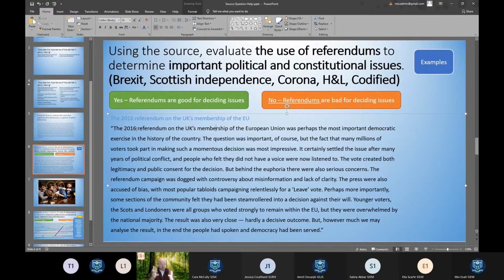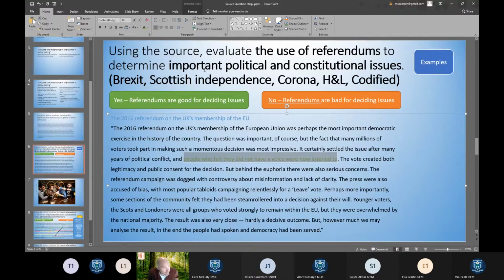Now, one of the things that you'll find in sources is that sometimes an argument will be really obvious. Let me find an obvious one for you. The question, of course, was important, but the fact that millions of voters took part in making such a momentous decision was most impressive. It certainly settled the issue after many years of political conflict, and people who felt they did not have a voice were now listened to. Okay, so this bit feels to me like a very obvious good thing. Yes, referendums are good for deciding issues because people who felt they didn't have a voice were now listened to. So I'm going to put that one in green, because it's quite an obvious argument for them being good.